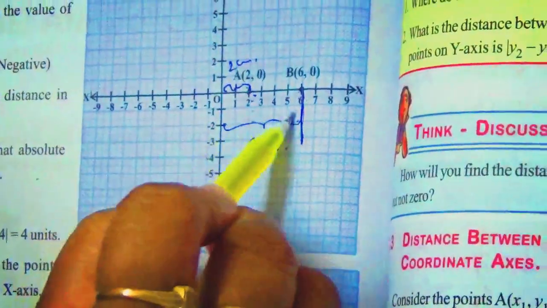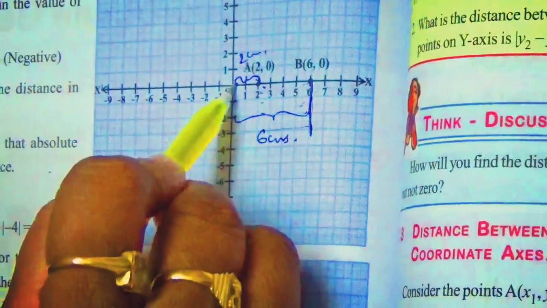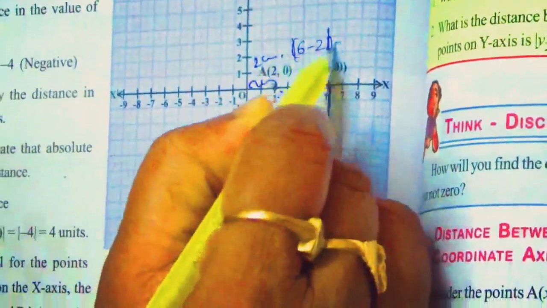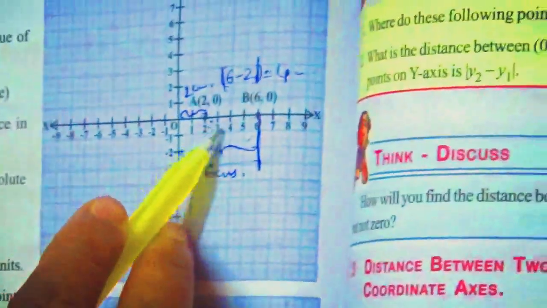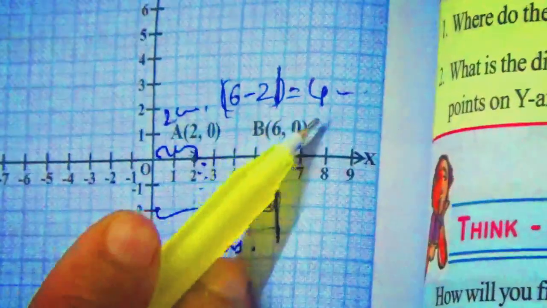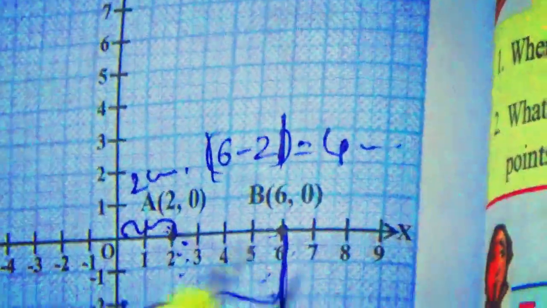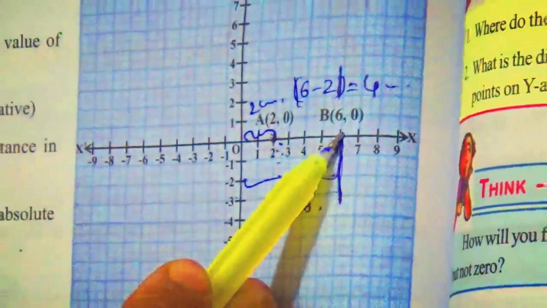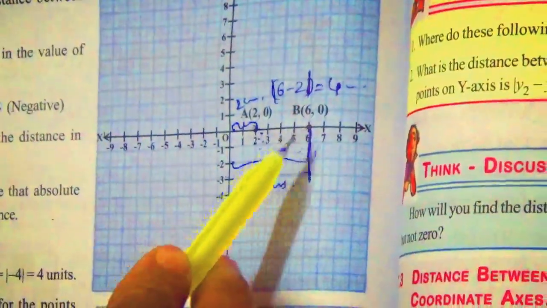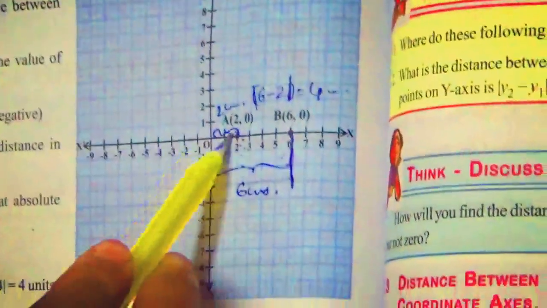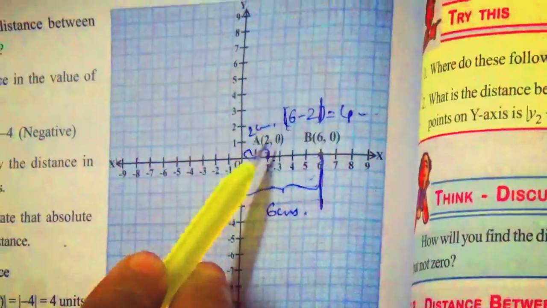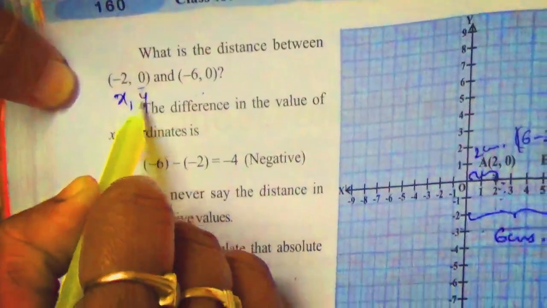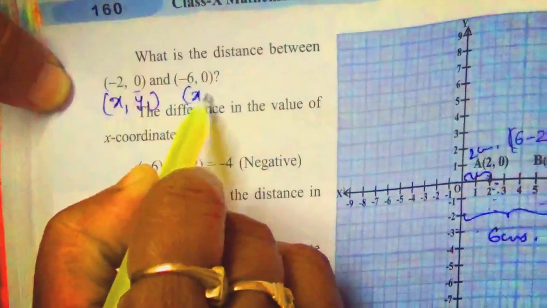Then what is the distance between these two? 6 minus 2, which gives 4 centimeters, right? The distance between these two is 6 minus 2. Why? Because the y coordinates are 0 and for the x coordinates, the first point is 2 and the second point is 6. This is x2, this is x1. The points I am taking as x1, y1, x2, y2.